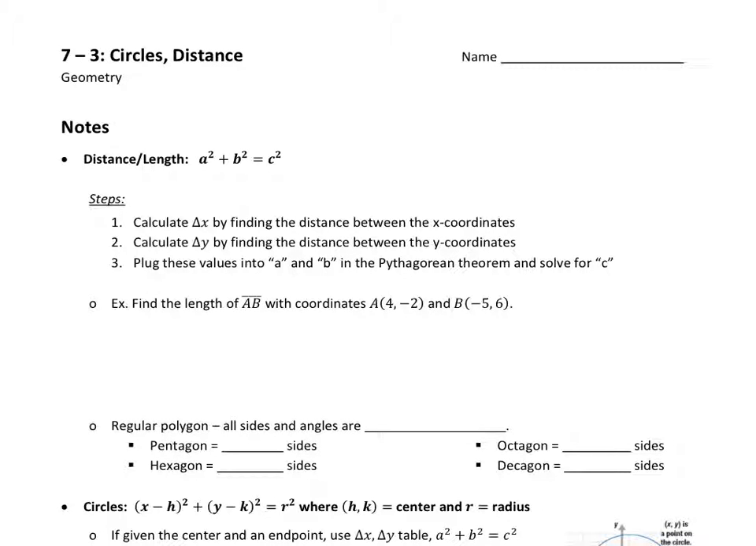Hi guys, today we're going to be talking about circles and distance. We'll start with distance, or in other words, length. Distance and length mean the same thing, and we find both of them by using the Pythagorean theorem. A squared plus b squared equals c squared.